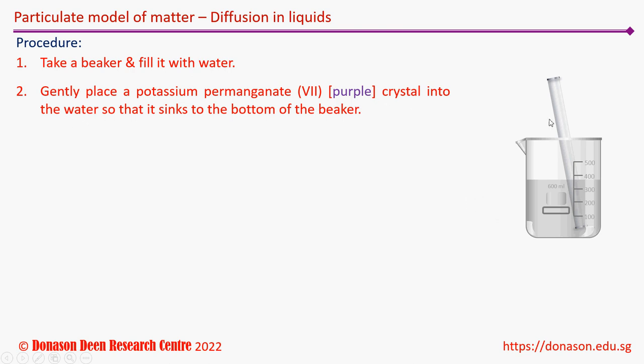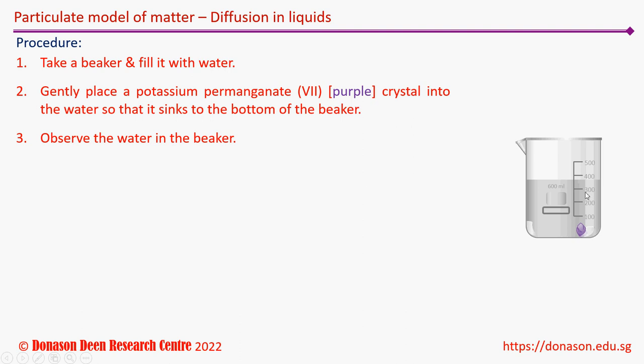Now instead of just simply dropping it, in which case it will start to dissolve as soon as it touches the water, we want it to gently go and settle down at the bottom and then start dissolving. So we make use of this glass tube, and we can just drop the potassium permanganate(VII) crystal, and it can go right to the bottom of the beaker of water. Then observe the changes in the water.